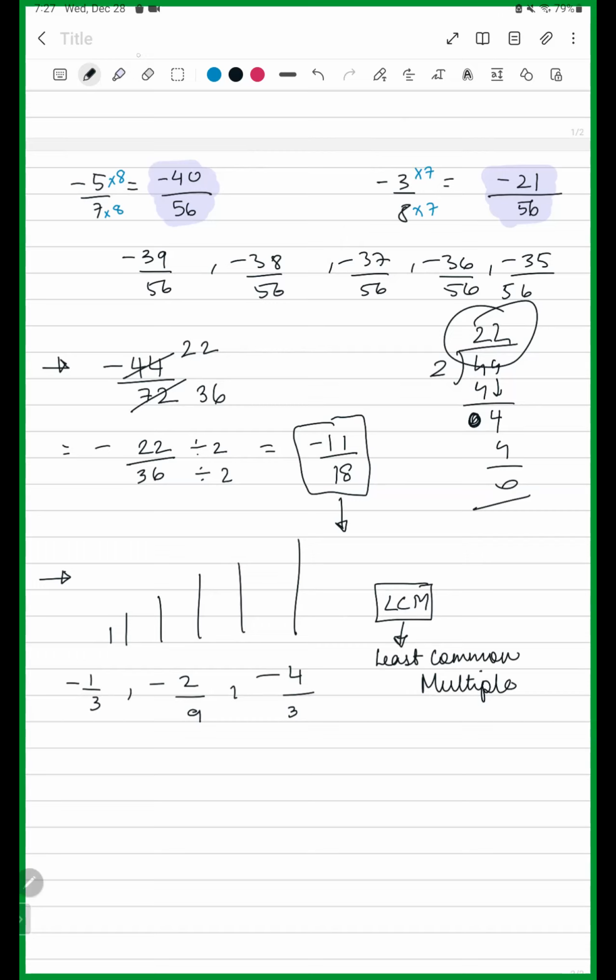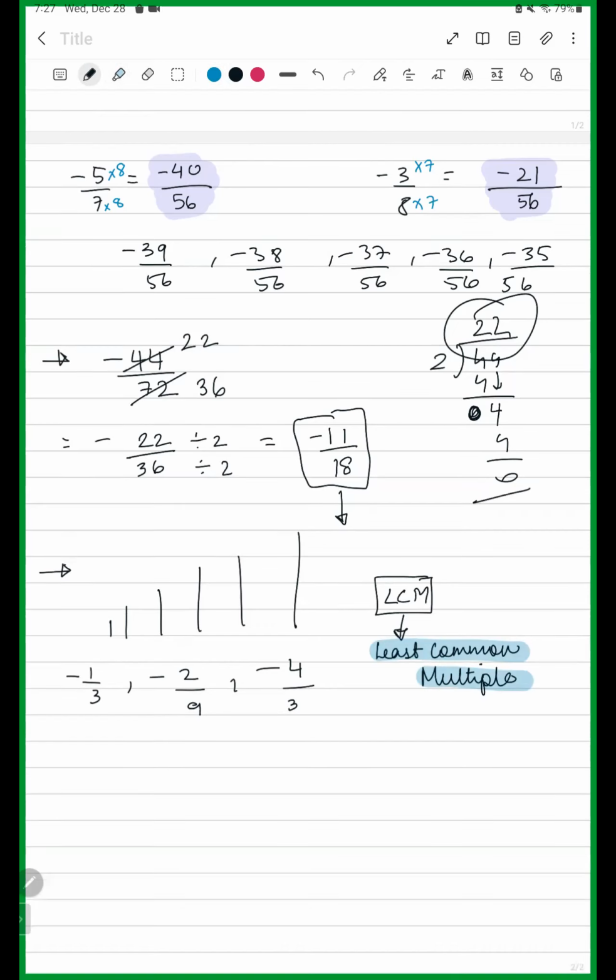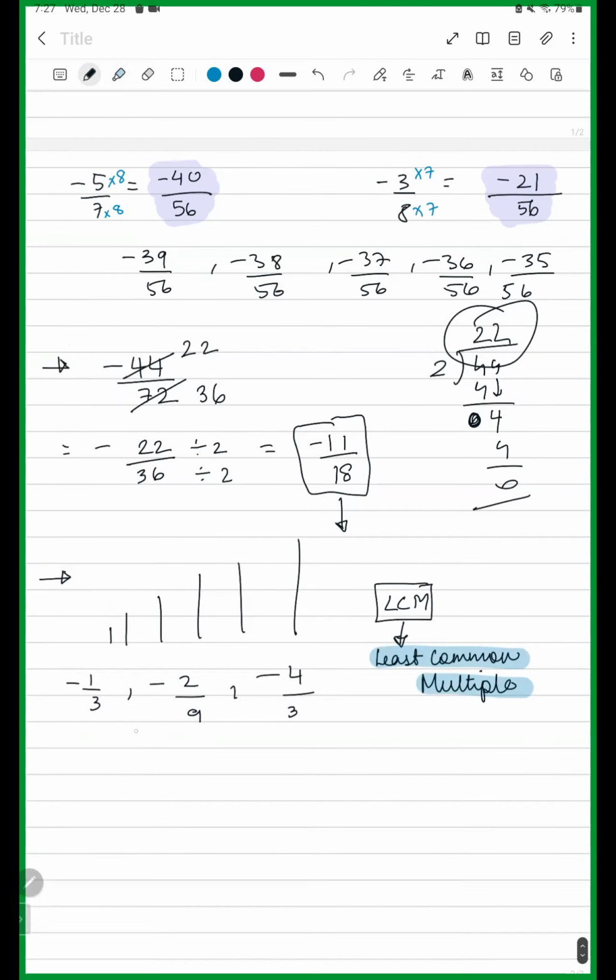Did you get it now? Yeah. Least common multiple. Okay. Multiple means what? What are the multiples of three? Three ones are three, three twos are six, three threes are nine, three fours are 12, and so on. Infinite number of multiples. What are the multiples of nine? Nine ones are nine, nine twos are 18, nine threes are 27, nine fours are 36, and so on. It will be nine. Very good. The least common multiple is nine.